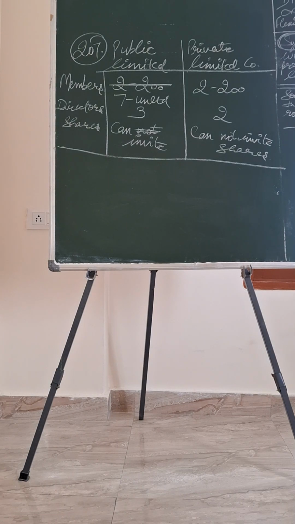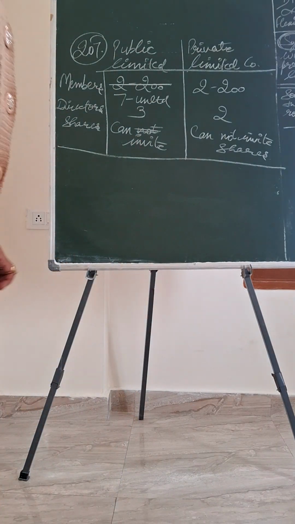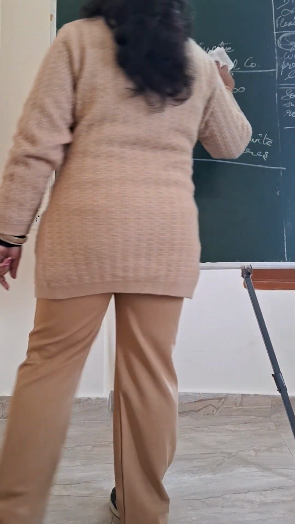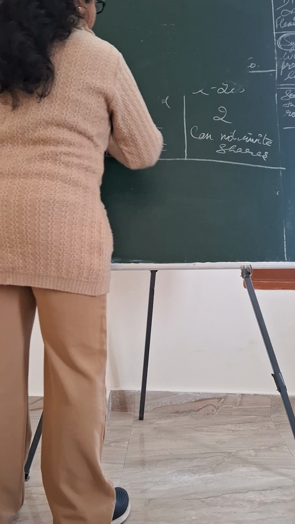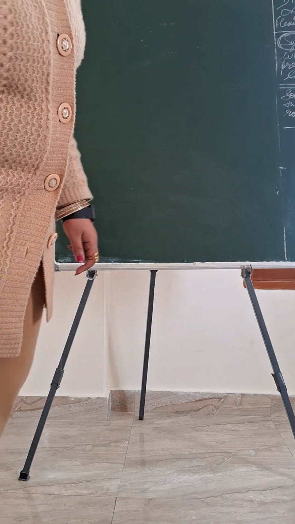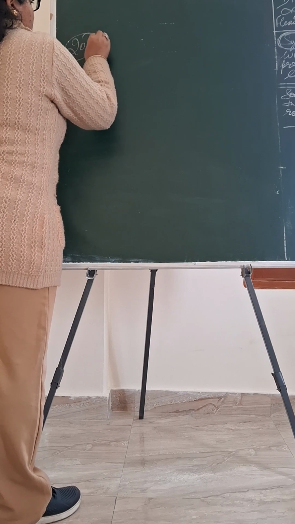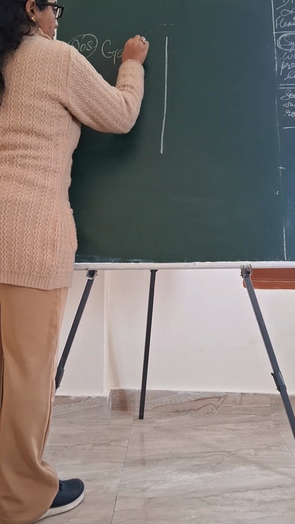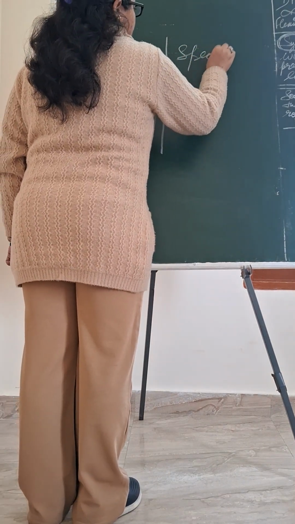Then next we have the difference between a general reserve and a specific reserve. These are the very important MCQs we are talking about. And now we will talk about the general reserve and the specific reserve. That is very much important. What is a general reserve and what is a specific reserve? So, what is the difference between a general reserve and a specific reserve?